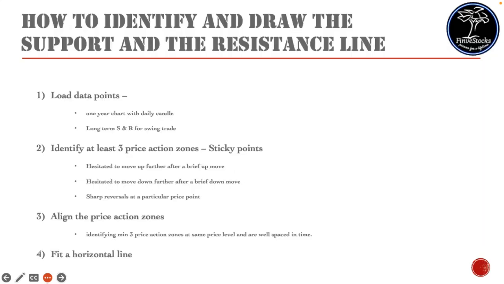Now let's see how to identify and draw the support and resistance line. There are four major key points to identify the support and resistance zone. First one is the data point. For identifying support and resistance zones, more data points are required. So if you want to identify some support zone and resistance zone for intraday activities, the minimum data points required is approximately 6 months.